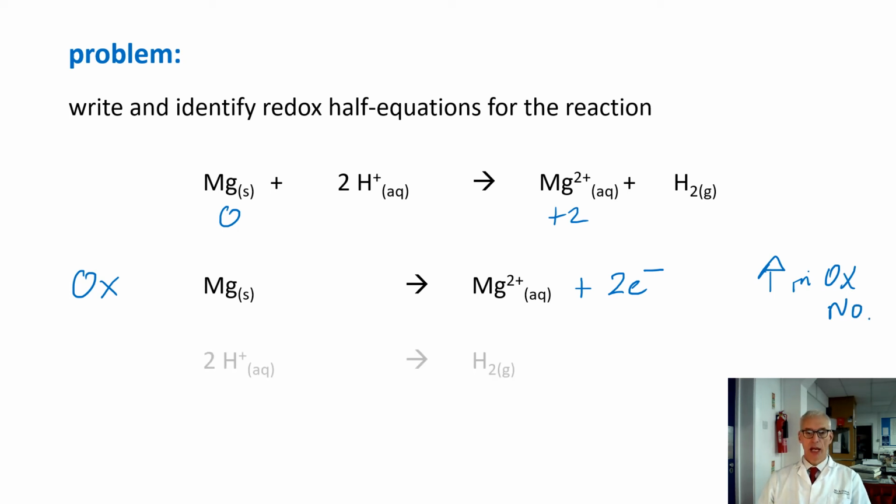If we look at the hydrogen, so hydrogen ions turn into hydrogen gas. Well, the oxidation number of a hydrogen ion is +1, and for hydrogen as an element is 0, so that's a decrease in oxidation number, so that is reduction. How would we balance that? Well, we could also put in 2 electrons on the left hand side there.